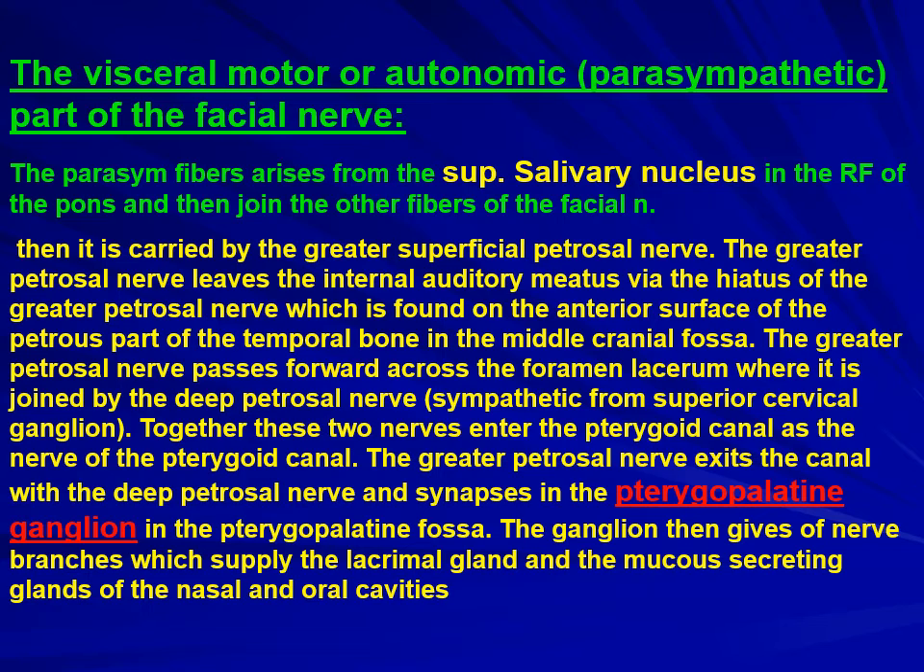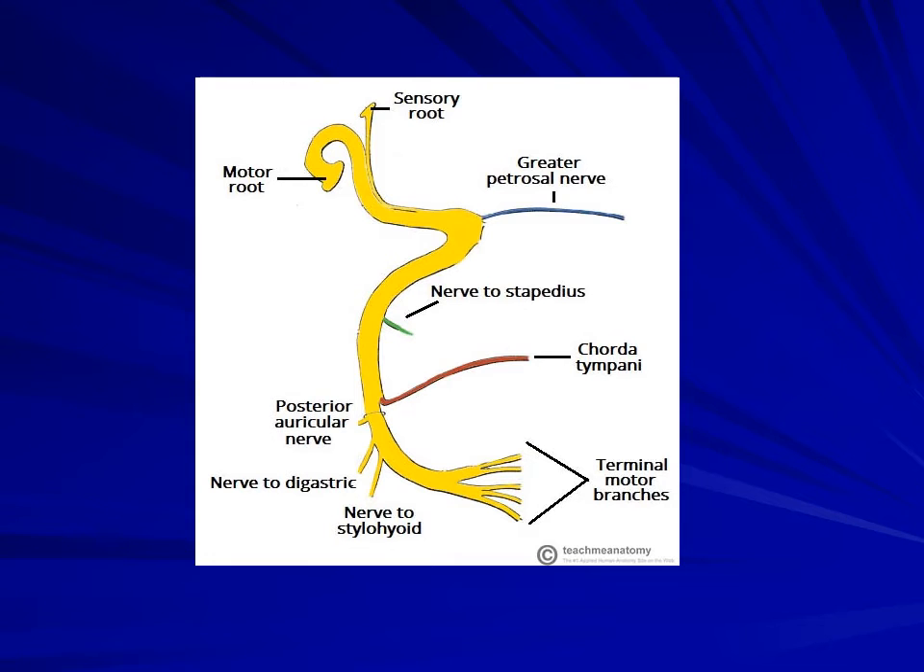Then they will enter into the pterygopalatine ganglion in the pterygopalatine fossa. Parasympathetic fibers will relay inside the ganglion and the sympathetic fibers will pass without relay. Then the ganglion will give rise to nerve branches that will supply the lacrimal gland and the mucus secreting glands in the nasal and oral cavities. Here is the pathway of the facial nerve.